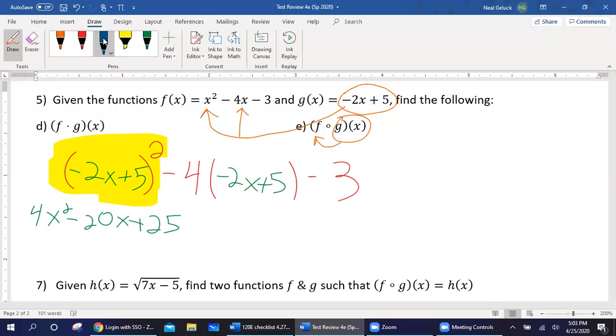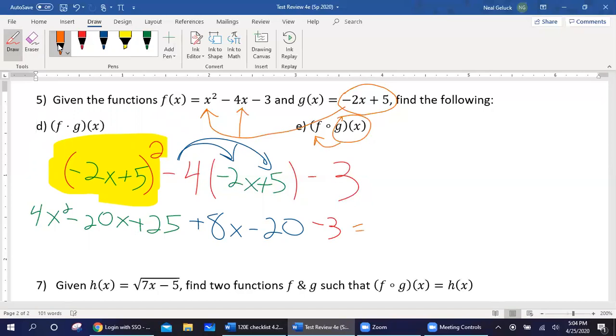On the next part, I have negative 4 that I'm distributing through. That's going to give me 8x minus 20. And then I still have the minus 3 at the end. Combining like terms, I end up with 4x squared, minus 12x, plus 22.